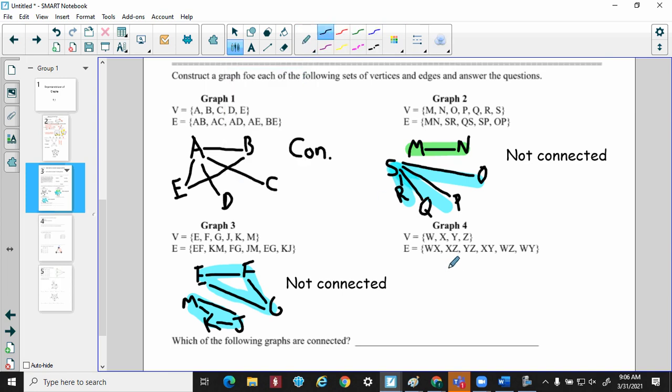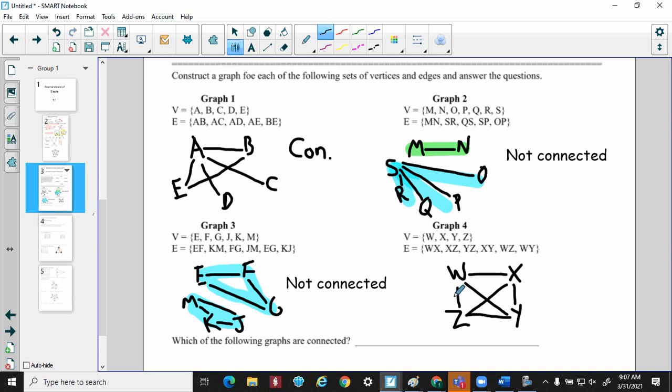And lastly, W, X, Y, Z. All right, let's make our connections. W to X, X to Z, Y to Z, X to Y, and then Y to, I think I missed one. Oh, W, there it is. I thought I missed one. All right, so there's our graph.